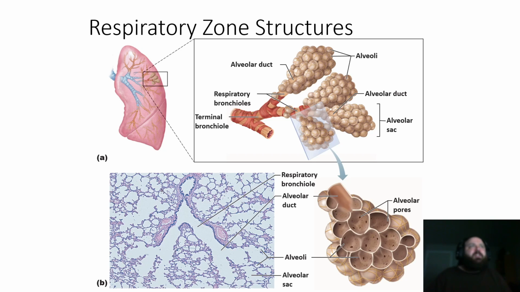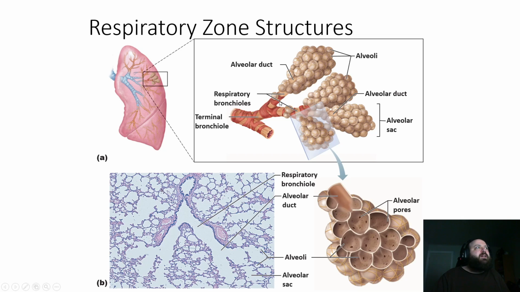Now we're into the respiratory zone. The start of the respiratory zone is when the terminal bronchioles branch into respiratory bronchioles within the lung. So here's the terminal bronchioles right here, and then you see they branch off into these respiratory bronchioles. And this is deep within the lung.